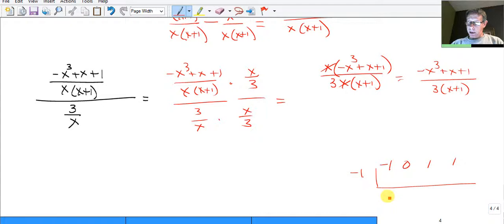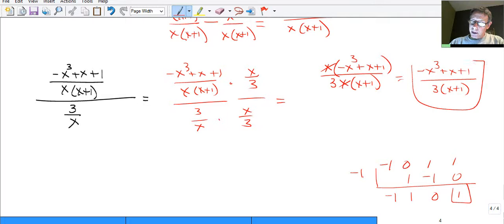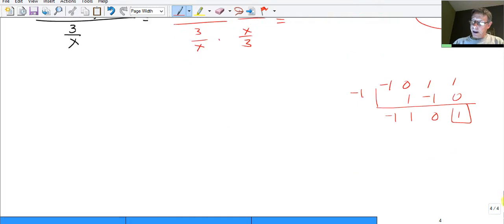So let's go ahead and negative 1. Negative 1 times negative 1 is 1. Add, I get a 1. 1 times negative 1, it's a negative 1. Add, I get a 0. 0 times a negative 1 is a 0. And I add, nope, I've got a remainder. It's not a factor. So this would be my final answer. And that's it.